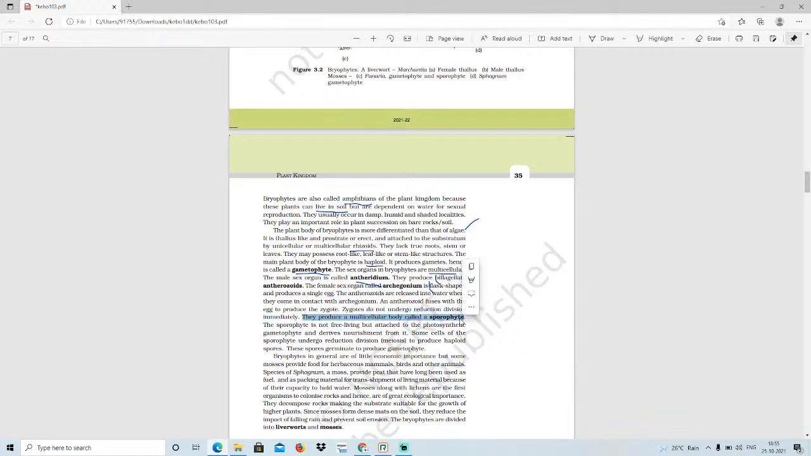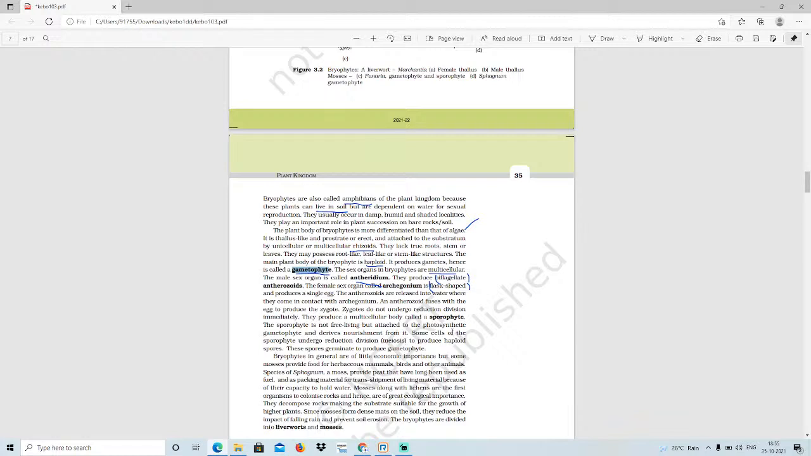So the zygote in turn produces a multicellular body called a sporophyte. The sporophyte is not free living. It is multicellular, but that doesn't mean it is a new individual or a new bryophyte plant. It is not free living, but is attached to the photosynthetic gametophyte. That means the initial plant body that released the antherozoids and egg has this sporophyte attached to it, and the sporophyte derives nourishment from it.